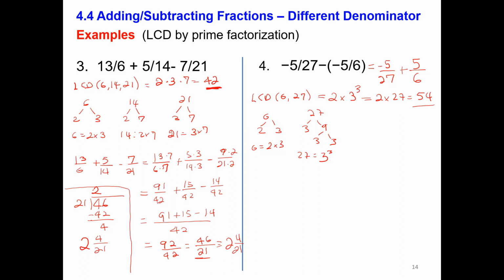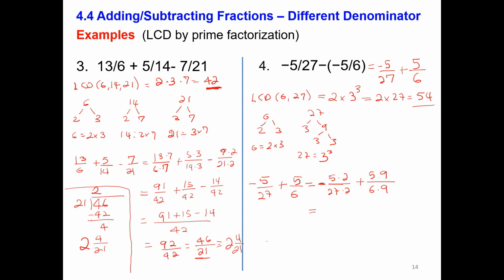Now let's create the equivalent fractions with 54 as the denominator. Let's write the problem again here: minus 5 over 27 plus 5 over 6. Now to get 54 we need to multiply by 2. That's 27 times 2, and we need to do the same on top. Plus, this is negative. To get 54 we need to multiply by 9. Then 6 times 9, and we have to do the same on top.